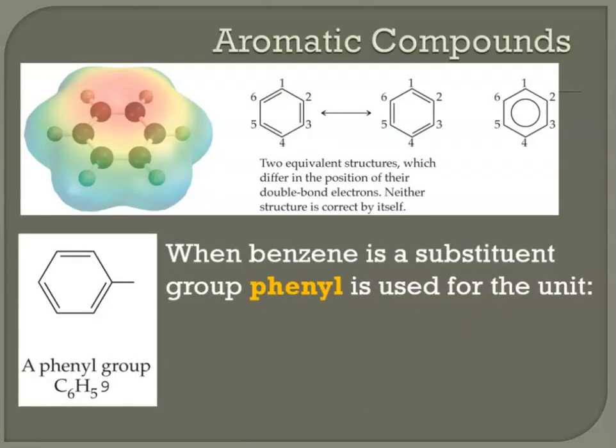So when we're looking at aromatic compounds, when benzene is a substituent, that group is called a phenyl group. So when this is off of some longer chain, then this is called a phenyl group, just so you're aware.